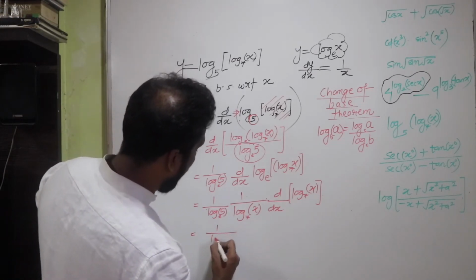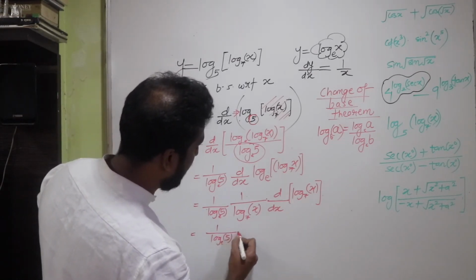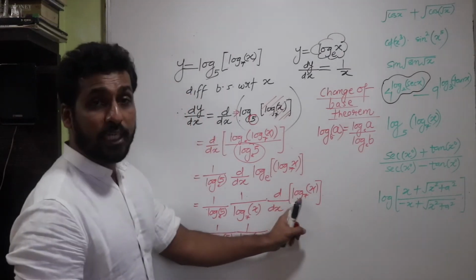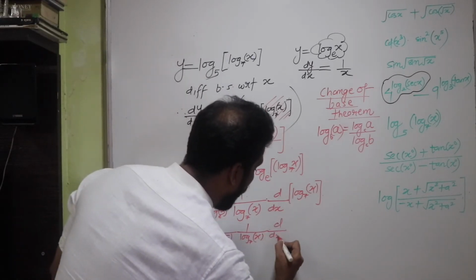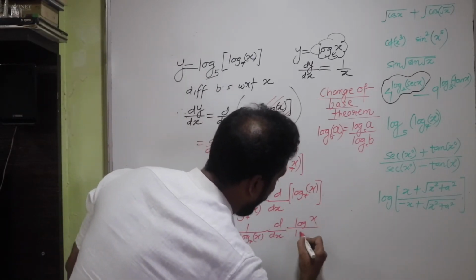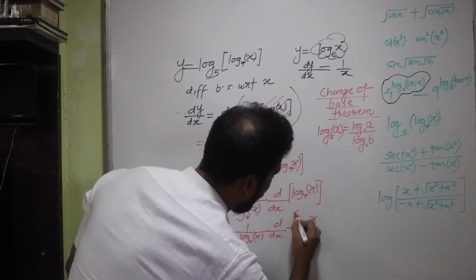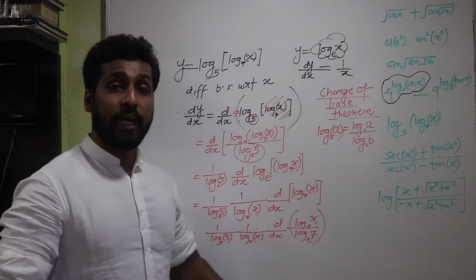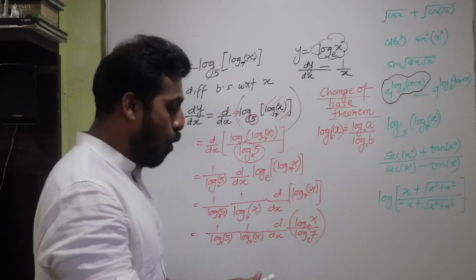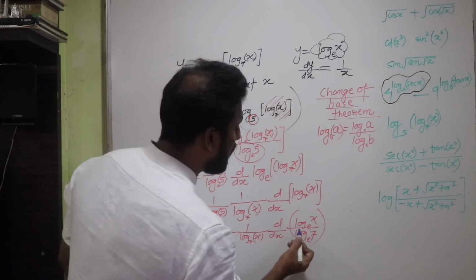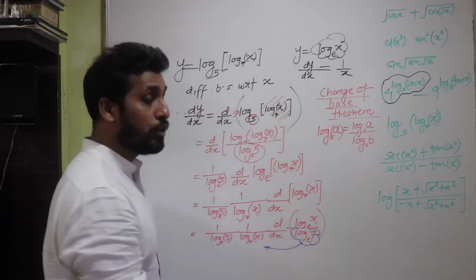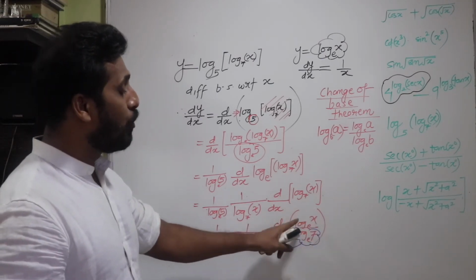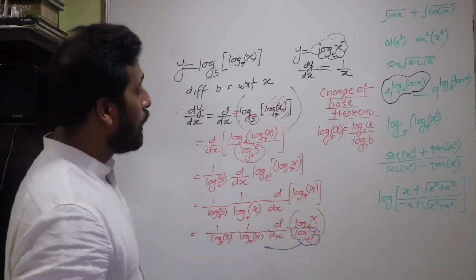So I'm going to write 1 upon log of 5 to the base e, then 1 upon log of x to the base 7, and I'm going to change the base here. So derivative of log of x upon log of 7, and I put the common base as what? E. So I'm going to put the common base E. Now log of 7 to the base E again is a constant. So where does the constant go? The constant will go outside the derivative, and what is left inside the derivative? Derivative of log x. So if you know, derivative of log x is 1 upon x. So I'm going to write my answer.